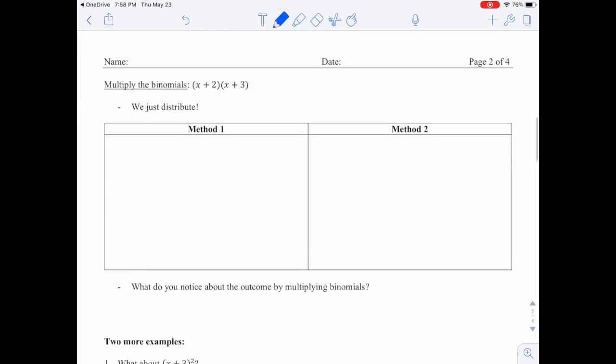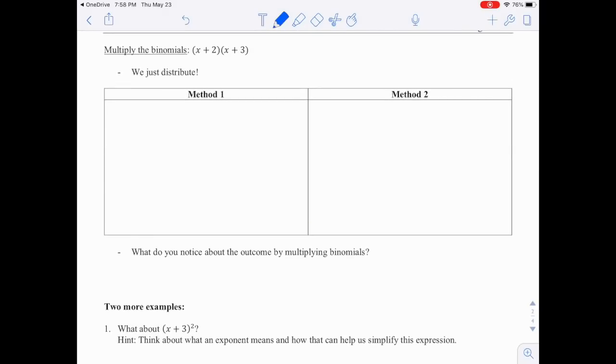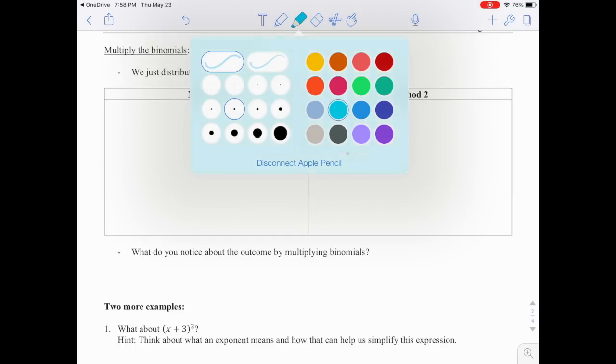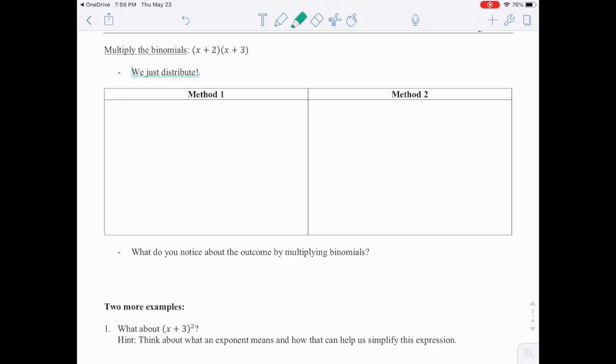This is where we get into new stuff, multiplying binomials. However, it's really not new. We just distribute. Since it's a binomial times a binomial, we need to distribute more than one term, but nonetheless, still distributing.